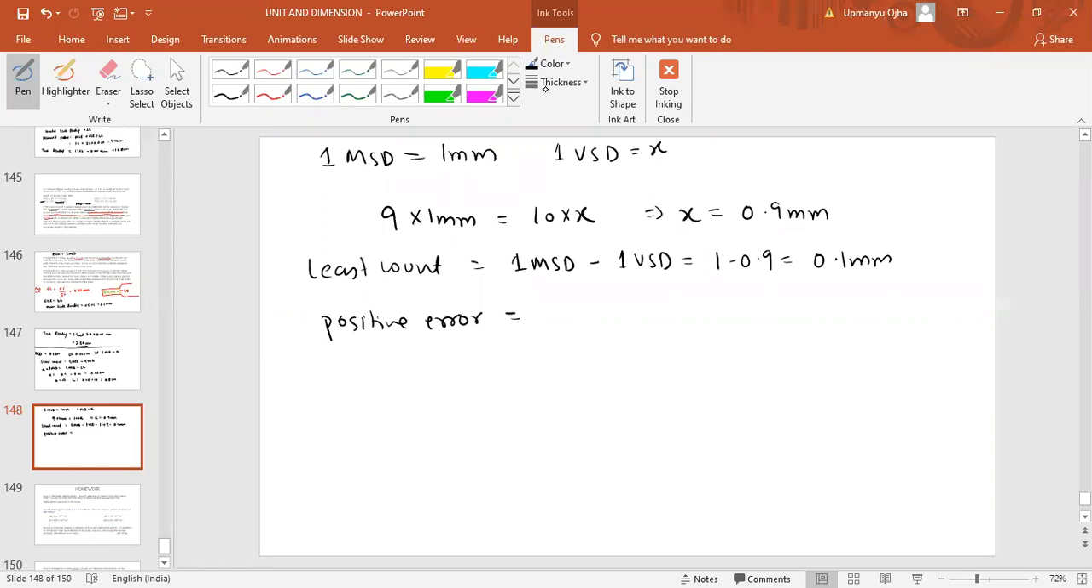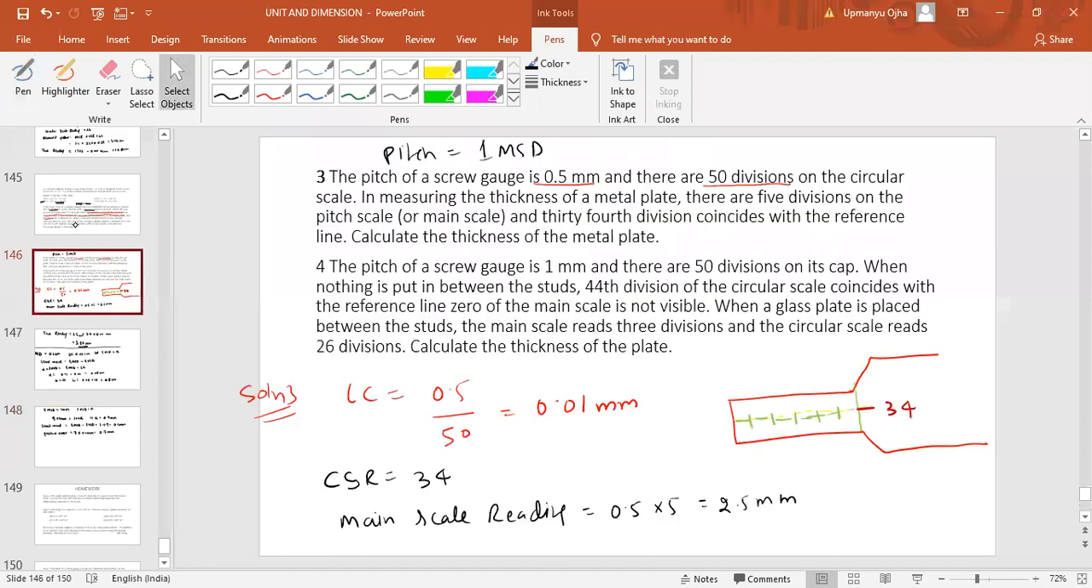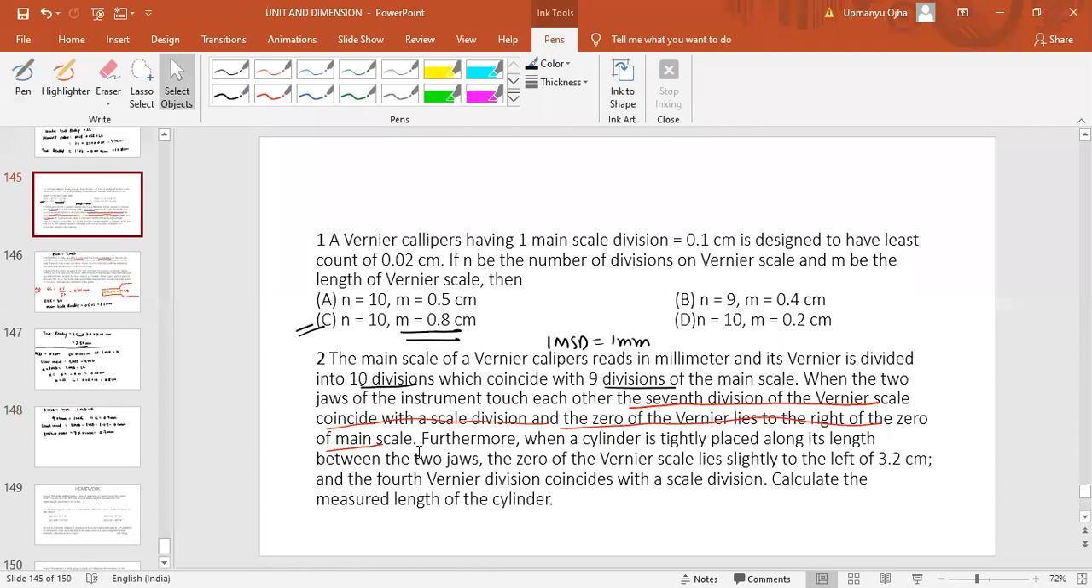Now, when the jaws are in contact, which division of the vernier scale is coinciding with the main scale? The seventh is coinciding, which means the positive error would be equal to 7 into the least count. Now the least count we found is 0.1 millimeter, so the positive error will be 0.7 millimeter. So from the second statement we got the value of the positive error.